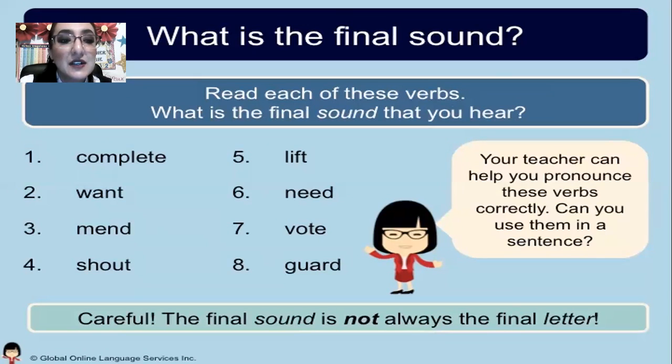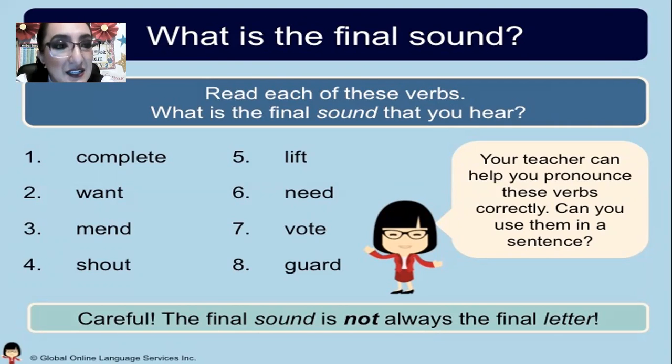Complete, want, meant, shout, lift, need, vote, word, regard. What do you think?